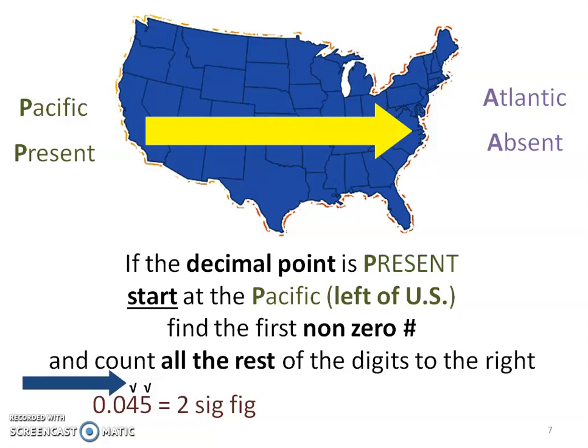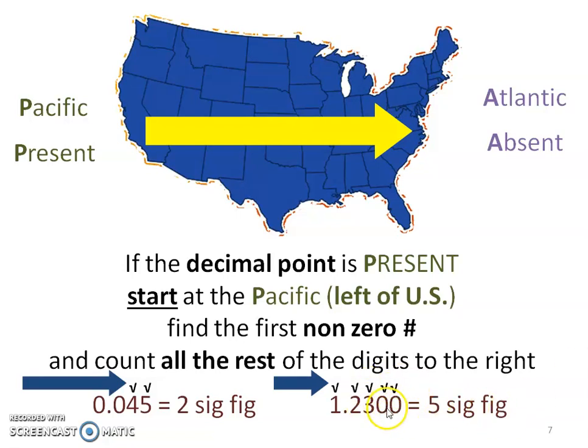Those other zeros don't count towards sig figs. Technically, they're just placeholders. They just show you that it's 0.045, or 4.5 times 10 to the negative 2. So let's try another one: 1.2300. I see the decimal, it's present, so I start at the Pacific side of the U.S. and go until I see my first non-zero. The first non-zero this time is that 1, and then I check them all. All these numbers are now significant, so that gives me 5 sig figs.